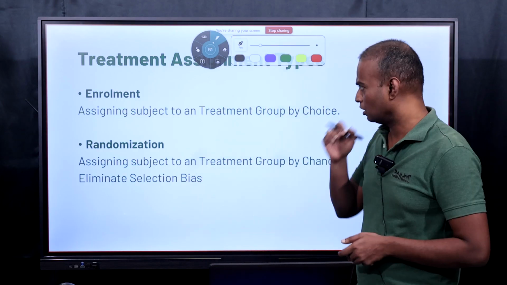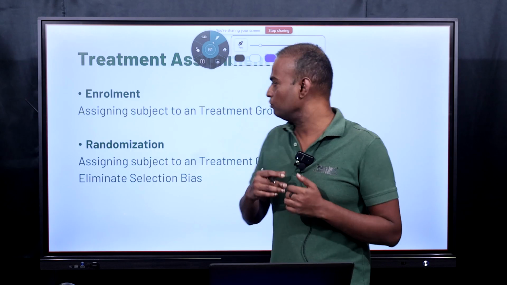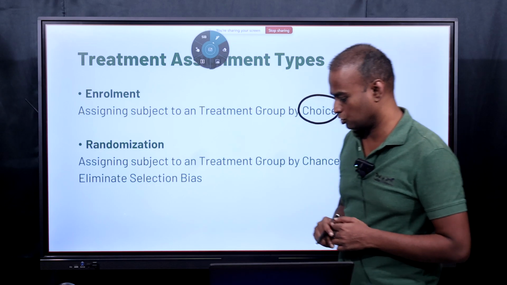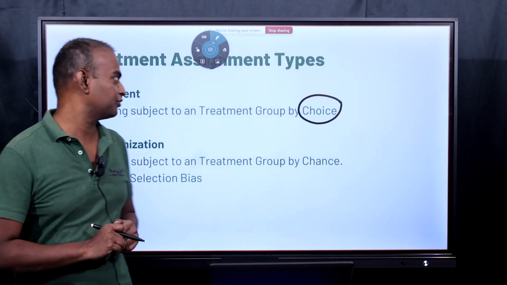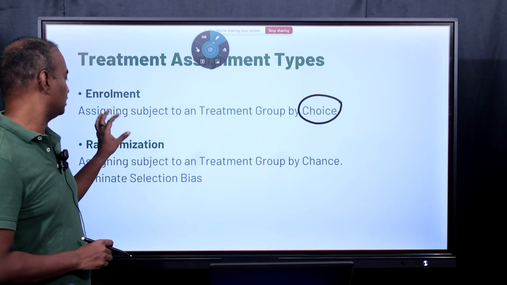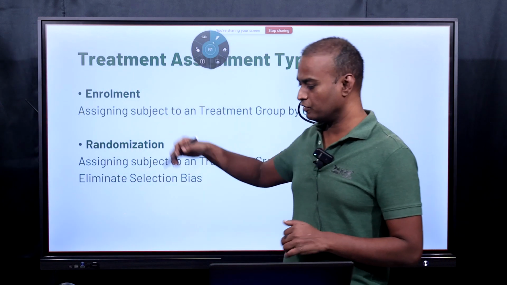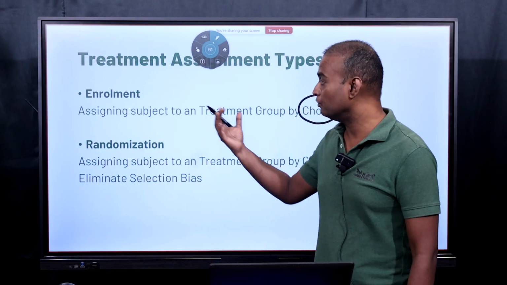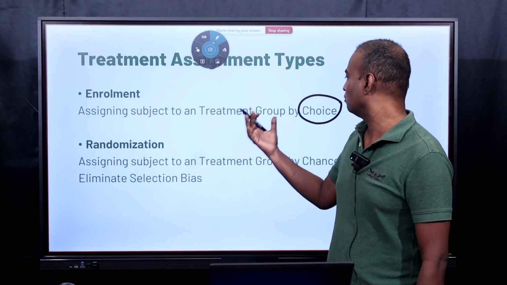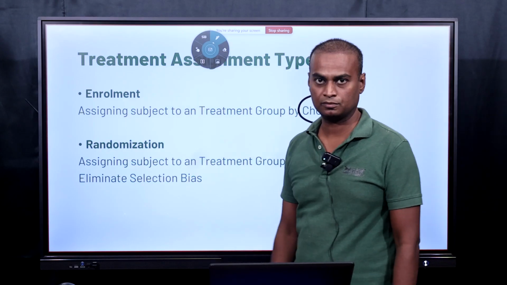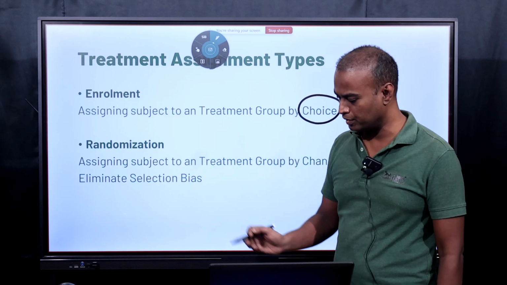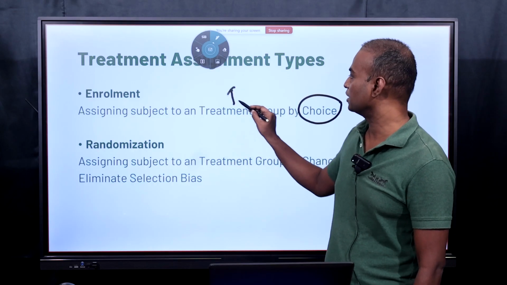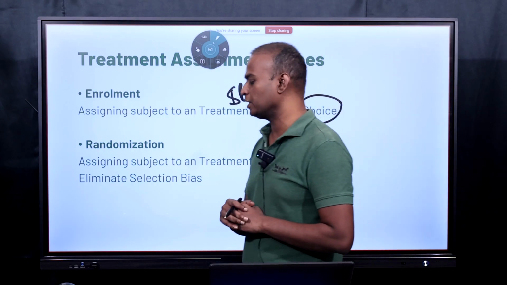That we look at now. This is the important point here: if we give the choice to the investigator to select the treatment group, then that becomes enrollment. If we have designed the system in such a way that investigators can select the treatment group for a particular subject, that is known as enrollment. If there is enrollment in a particular clinical trial, you cannot eliminate the selection bias. Now, how do we eliminate the selection bias?